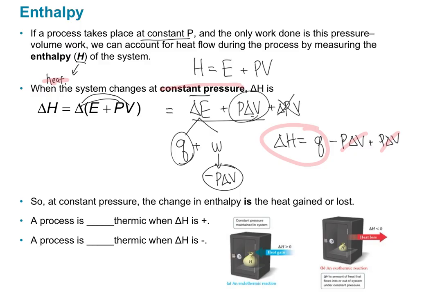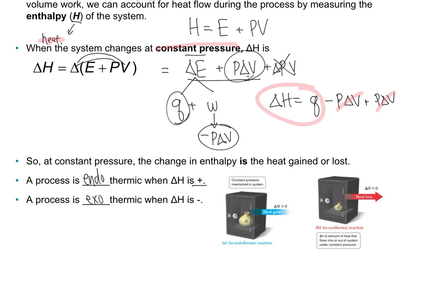So we consider a process to be endothermic when the enthalpy value is positive, and a process is exothermic when the value is negative. So again, if heat goes into the system, it's endothermic. If heat leaves the system, it becomes exothermic.